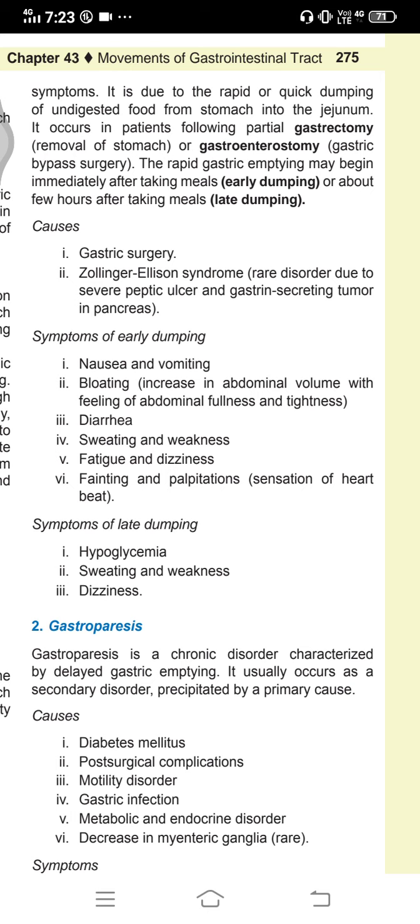Causes are gastric surgery and Zollinger-Ellison syndrome, a rare disorder due to severe peptic ulcer and a gastrin secreting tumor in the pancreas. Symptoms of early dumping are nausea and vomiting, bloating, increase in the abdominal volume with feeling of abdominal fullness and tightness, diarrhea, sweating and weakness, fatigue and dizziness, fainting and palpitation, sensation of the heartbeat. Now, symptoms of late dumping are hypoglycemia, sweating and weakness, dizziness.